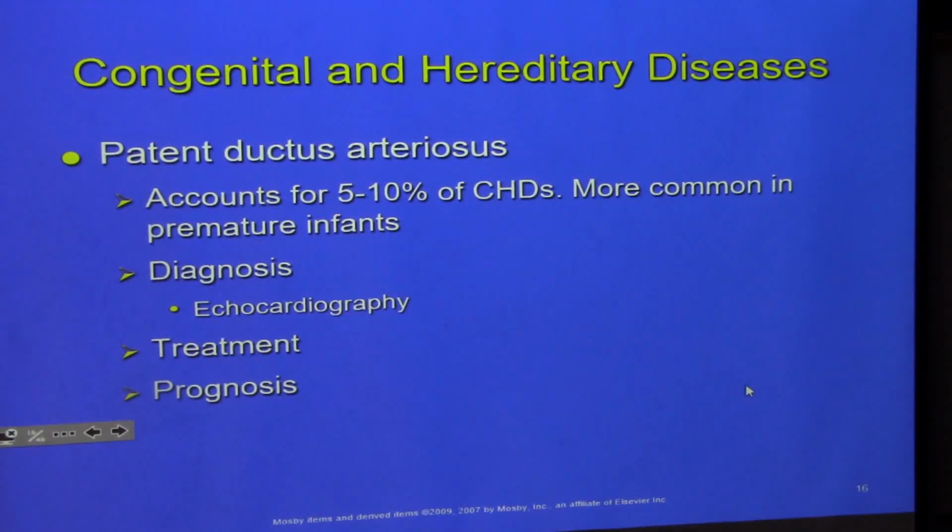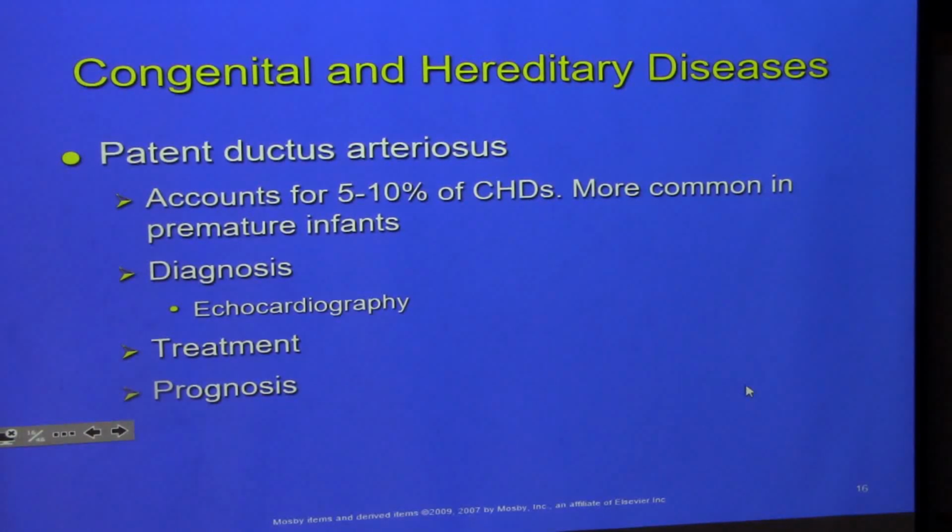Okay, patent ductus arteriosus. This accounts for 5 to 10% of these congenital heart defects. It's more common in premature infants by far. And if you think about it, it totally makes sense, because premature infants, their body is basically still designed to be inside the womb. They're not supposed to be out yet, but they are. So then we have to take care of them as best we can.